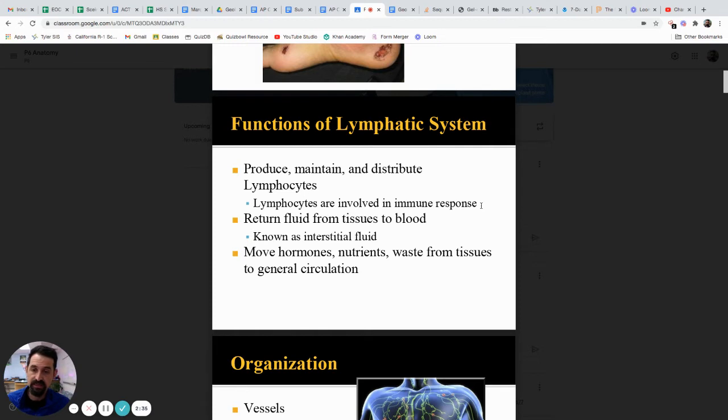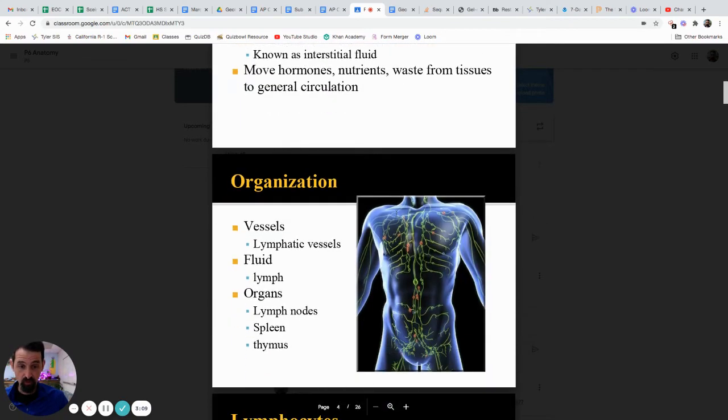It also aids in moving hormones from tissue to tissue, and nutrients and waste into general circulation. Think of it this way: if your circulatory system is the interstate highway system through your whole body, the lymphatic system would be like some of the side roads. They aren't the primary way of moving things around. You can't always get something from point A to point B through the lymphatic system, but you can move things into the bloodstream eventually.